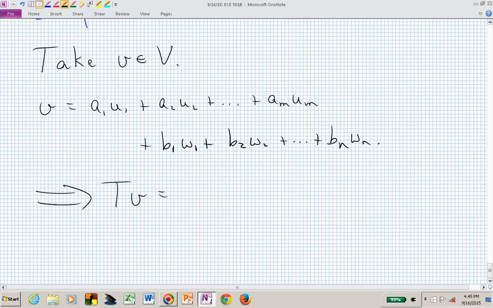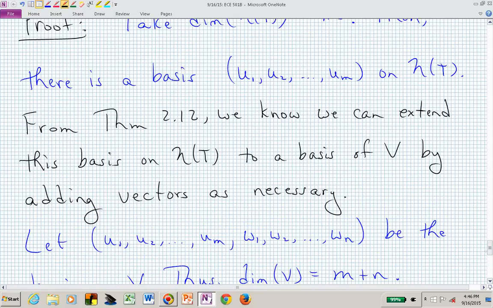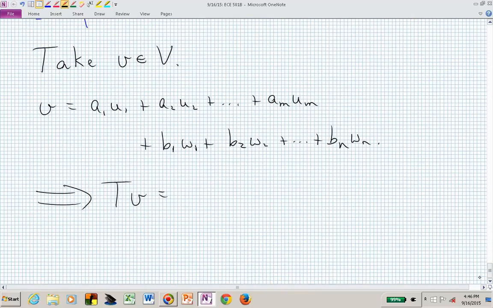I want to now replace little v with that right-hand side, and what happens when I hit A1, U1 with T? It's going to be A1 TU1, and what's TU1? By definition, all of my U's are in the null space of T. Those are all going to map to the origin. All I'm going to be left with then is B1 TW1, B2 TW2. Does everybody see that?